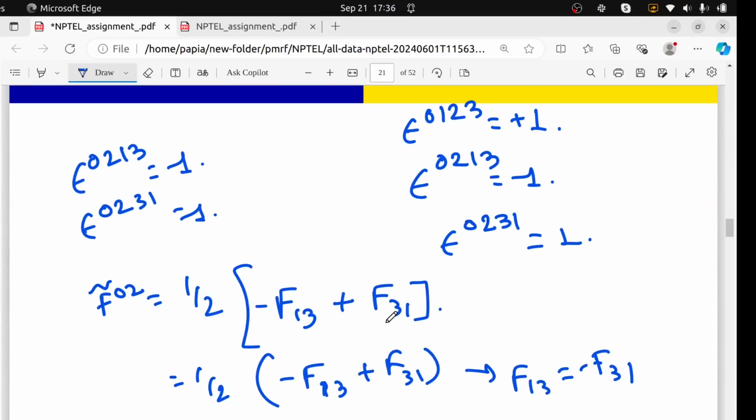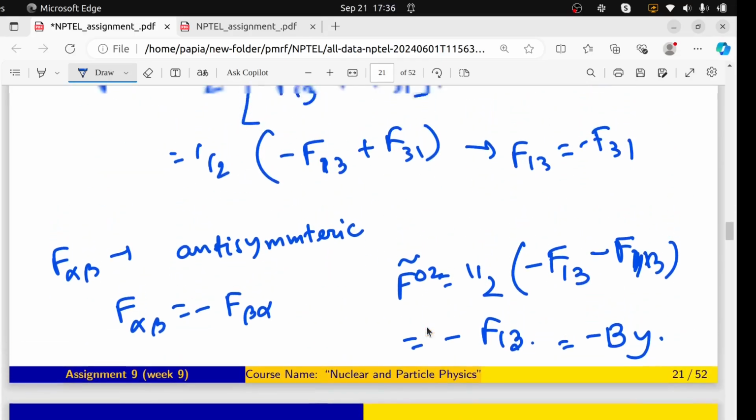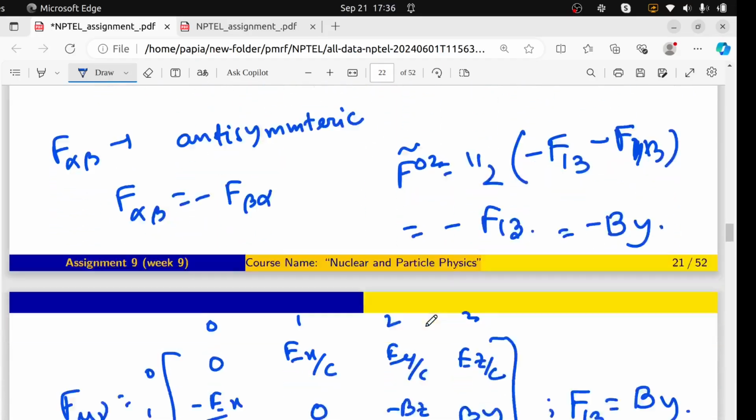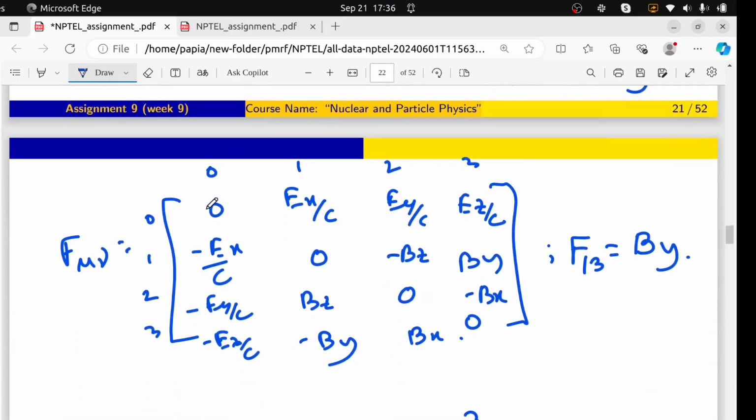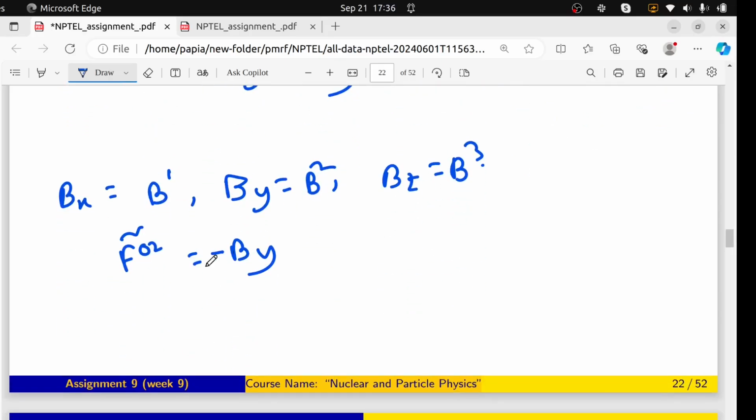Half of minus F13 plus F31. That can also be written as half of F31 plus F31. Now we have to check what F31 is. F31 is minus By, and F13 is By, because F mu nu is the antisymmetric tensor. So that's why F tilde 02 is minus By. Okay.